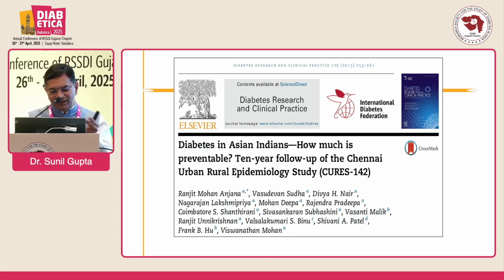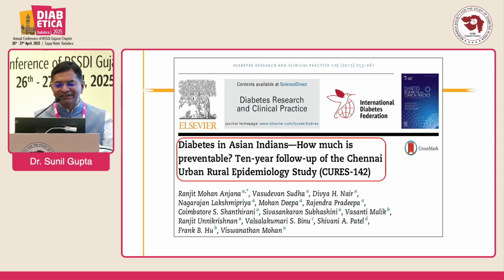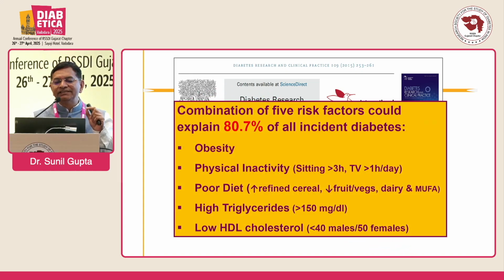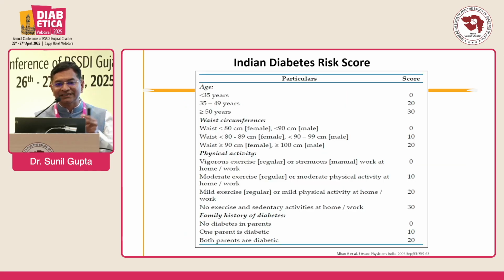We have wonderful recommendations globally, but we also have data from Dr. Mohan's group. It says a combination of 5 risk factors could explain almost 81% of incident diabetes. That means almost 81% of patients will be diagnosed if you just follow these 5 things: obesity, physical inactivity (more than 3 hours sitting, or watching TV for more than 1 hour per day), poor dietary habits, hypertriglyceridemia, and low HDL. If you have these 5 risk factors, you are likely to develop diabetes in almost 81% of cases.